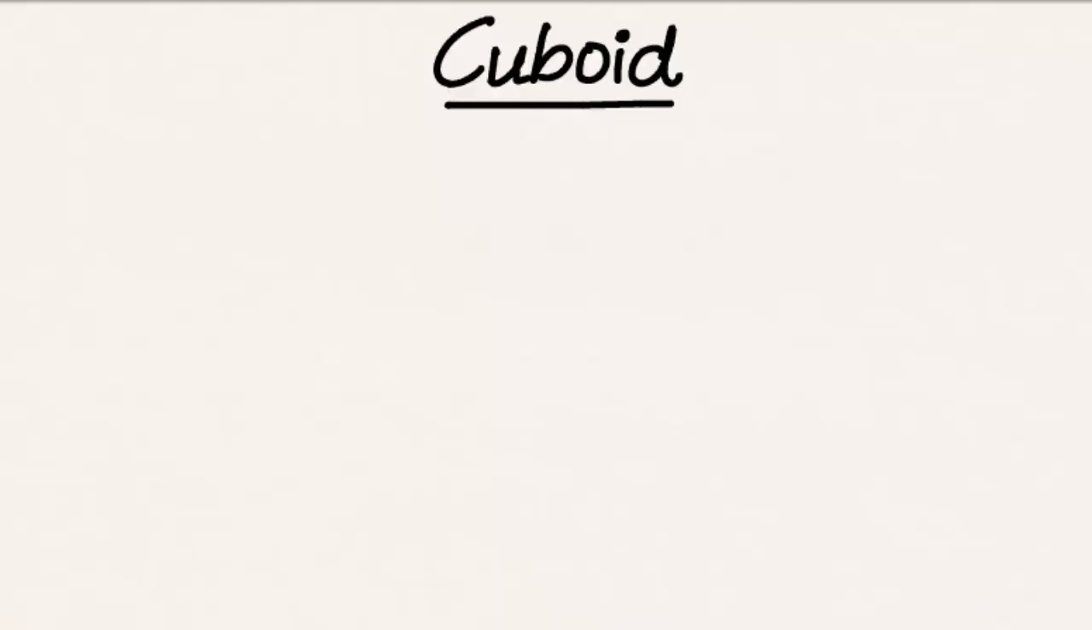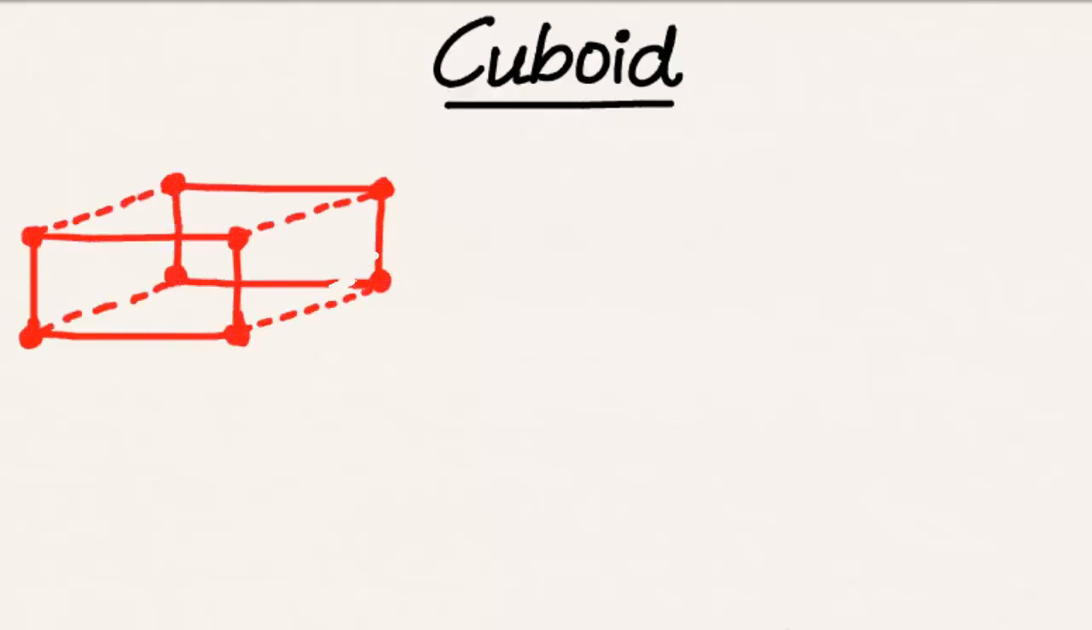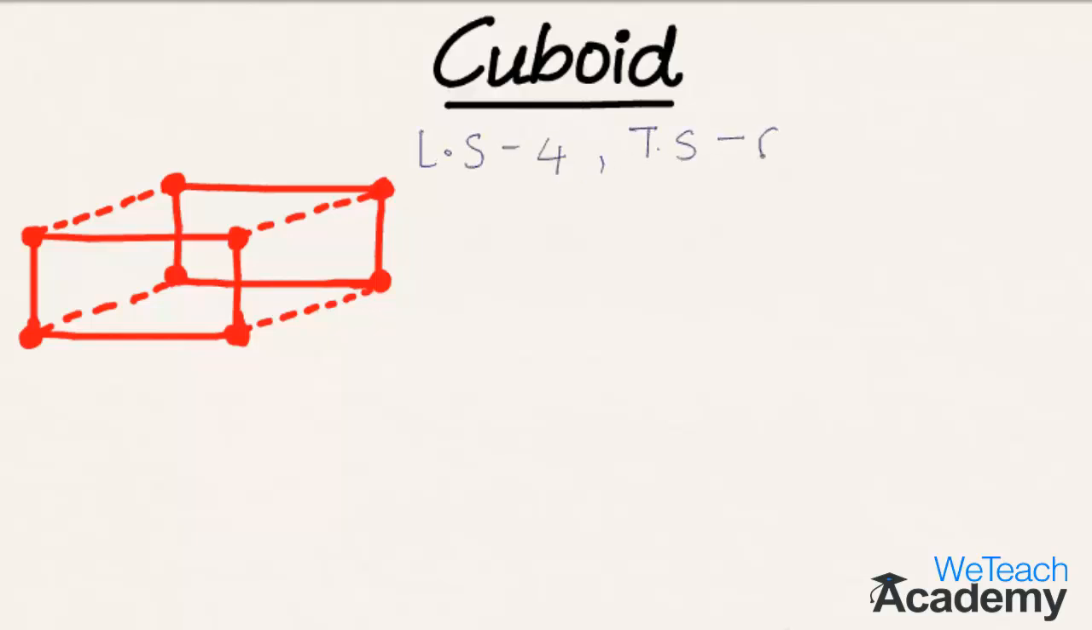So now let me explain this concept using a rough diagram over here. Here there is a simple closed figure in which all the sides including the base are in the form of a rectangle. Such a figure is called a cuboid. We already discussed in our previous videos that the lateral surfaces, which are the side portions, are 4 in the case of a cuboid, and the total surfaces are 6.